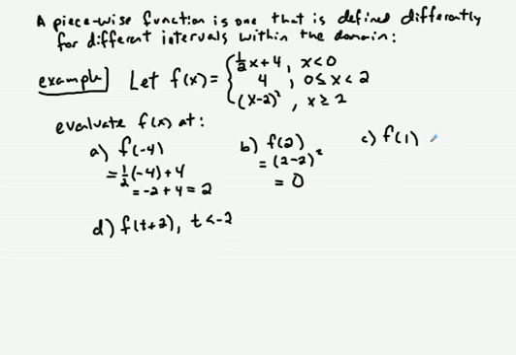f of 1 is a value of x that falls into the interval between 0 and 2, and f of 1 can have only one value, and that's 4 in this case.